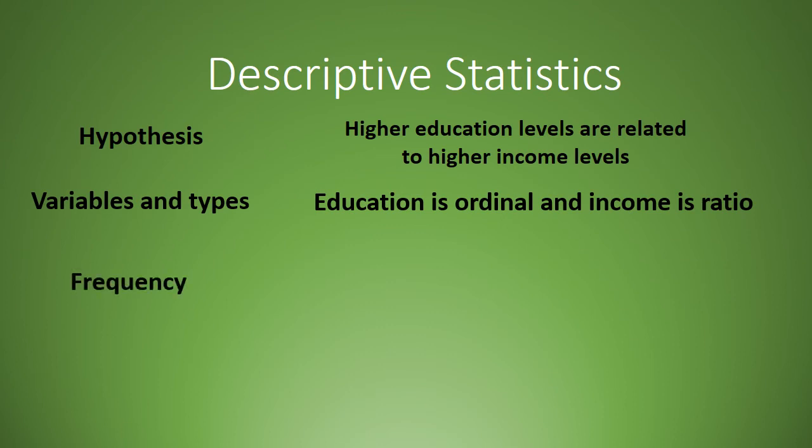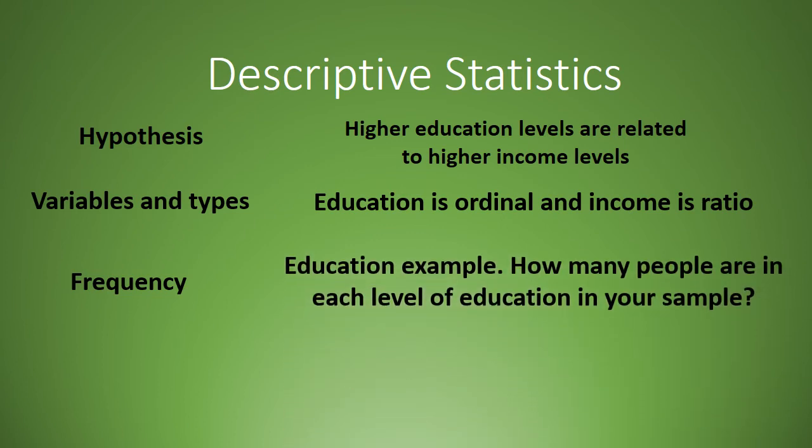First, we have frequencies, which means how much or how often of something there is. Yes, it sounds a little strange, but think about education. How many people have completed each level of education in your sample? So you find out there are X number of people who have less than a high school diploma, X number of people who have only as high as a high school diploma, or X number of people who have completed some college, and X number of people who have completed a bachelor's degree, etc. That is a frequency distribution.